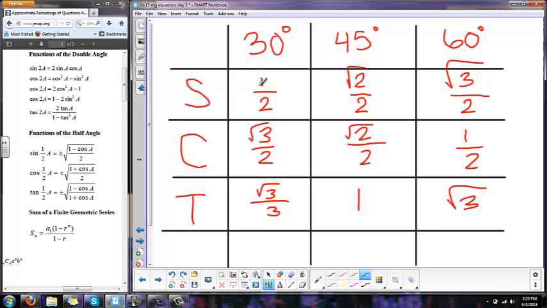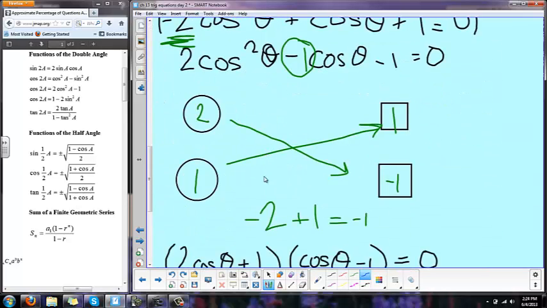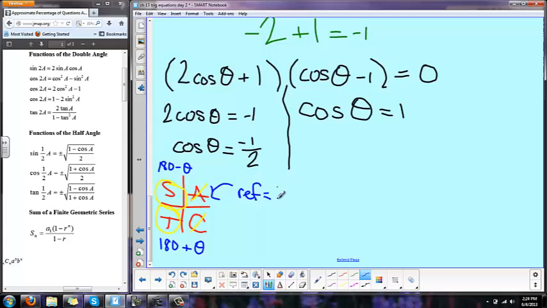which is right here. So cosine theta is equal to 1/2. That's at 60 degrees. So this is 60 degrees. But that's not one of our answers, it's just the reference angle. So theta is equal to 180 minus 60, which is 120. And then 180 plus 60, which is 240.